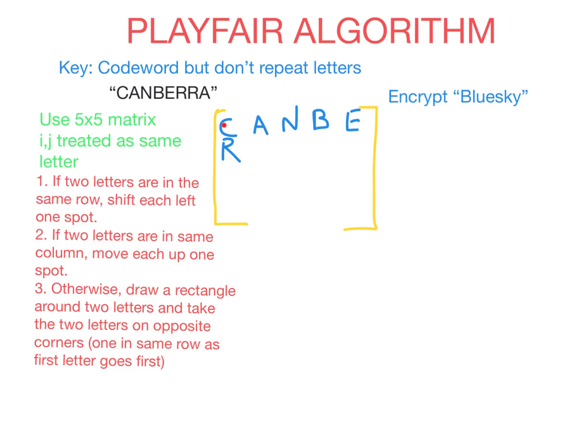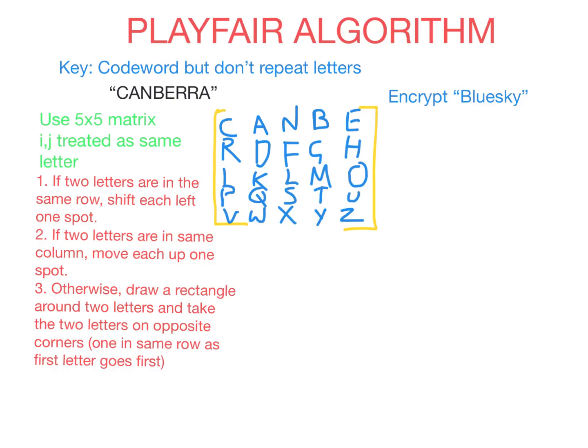So I've already used A, B, and C. The next letter I write is D. I don't write E. I've already used it. So I go on to F, G, H. So I and J, I'll just write with I. They're treated as the same letter. Then I'm on to K, L, M. I don't write N because I've already used it. Then I'm on to O, and so on.